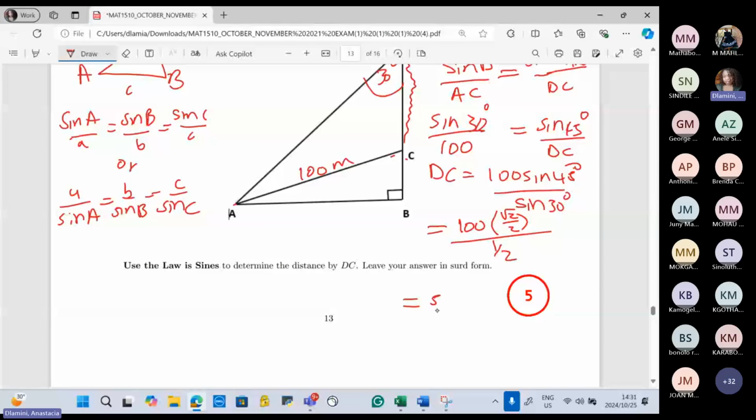You're saying 50, but you're not doing it right. If this is over 1, it's going to flip. It becomes 200. Yes, ma'am. So that becomes 200, sorry, you're right. It's 200 times root 2 over 2, which equals 100 root 2. Remember, there's always another option of none of the given options. So what is the answer there?